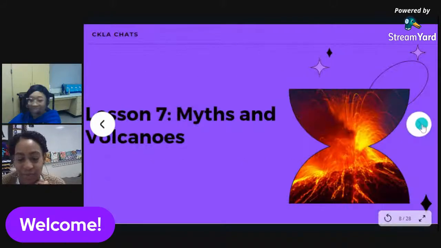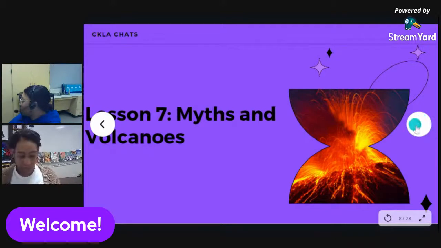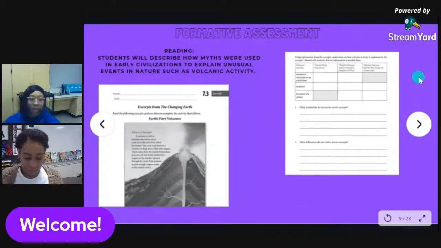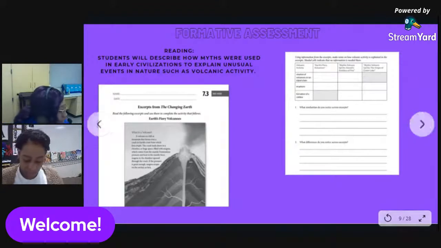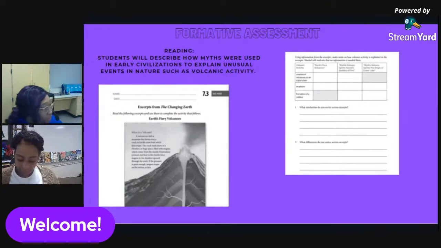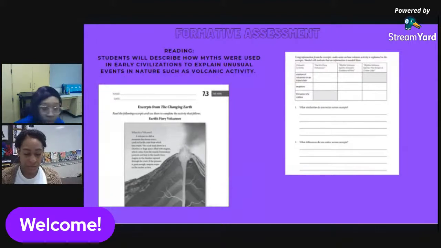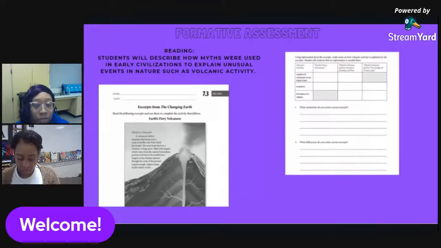All right. Lesson 7, Myths and Volcanoes. So in lesson 7, they're taking a break from informational text and they're actually going to be reading a myth, three different myths about how volcanoes were formed, or they kind of explain volcanoes. Okay, so let me read the primary focus. The primary focus is students will describe how myths were used in early civilizations to explain unusual events in nature, such as volcanic activity.